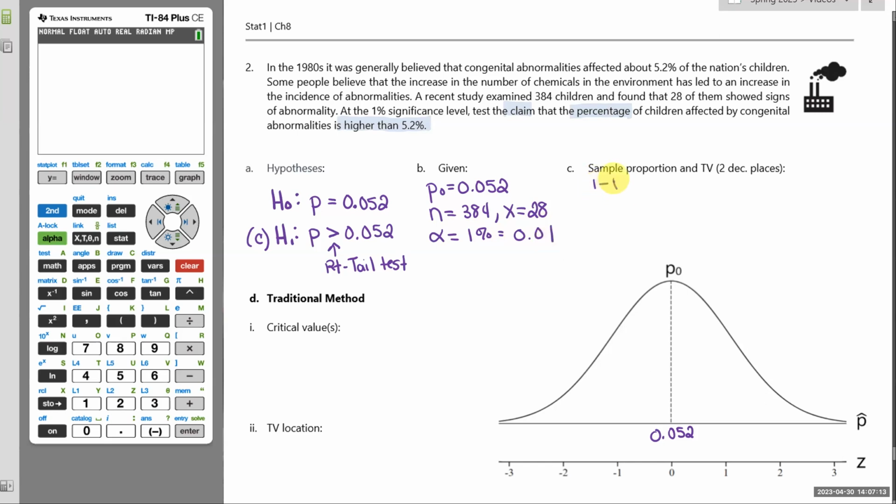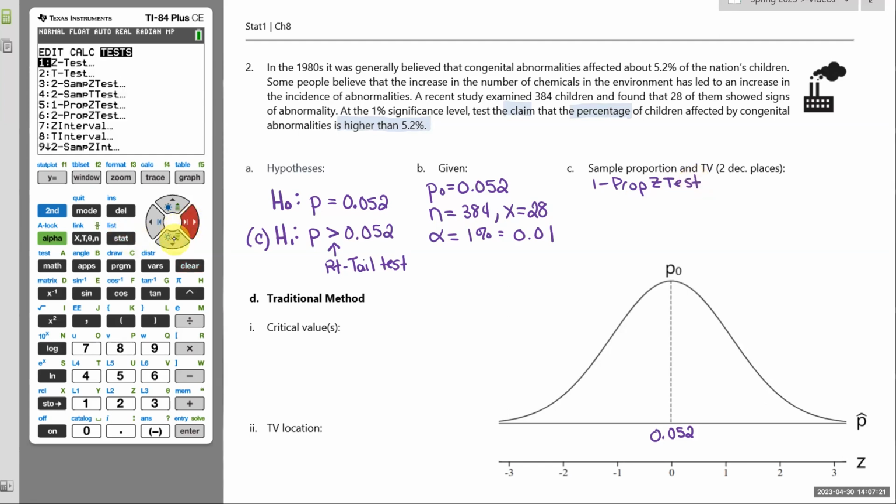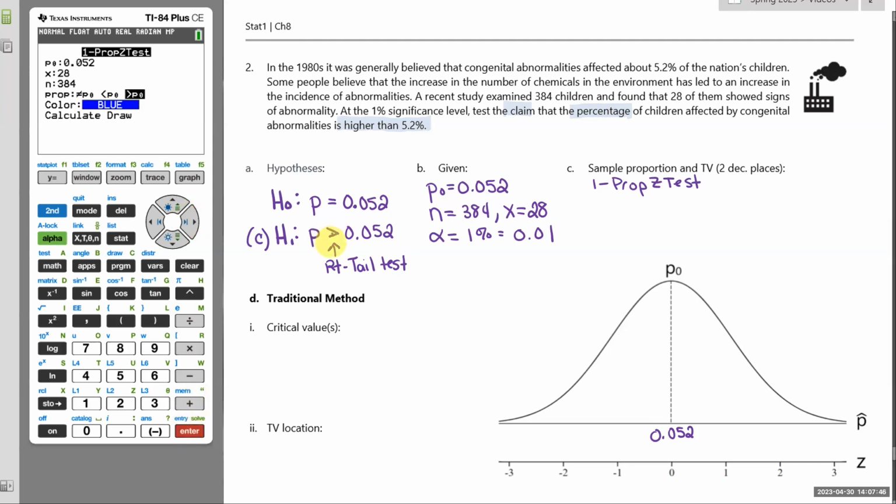All right, so we'll run our one proportion z-test. So back to our tests, one proportion z, and put in our p0, our x, and n. And our direction of our test is now a right tail test, so we want p greater than our p0 value. And then calculate.